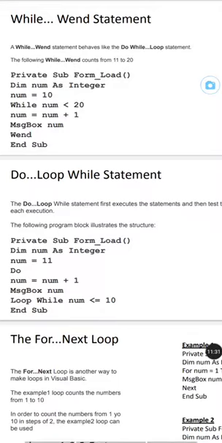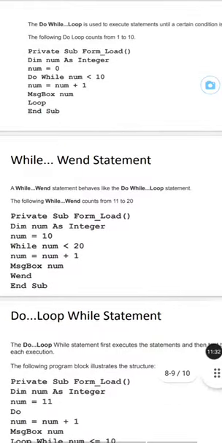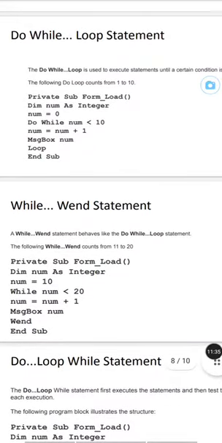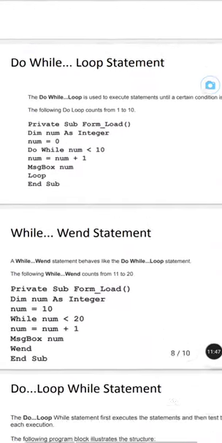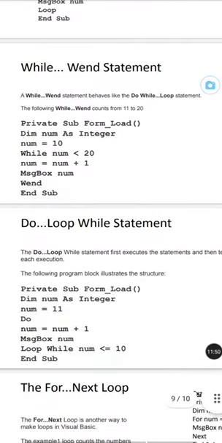The same if you do in while wend and do while, on entering the code itself, it will just stop because the condition becomes false there. So no message box will be displayed. So this is the difference between do while loop and do loop while.